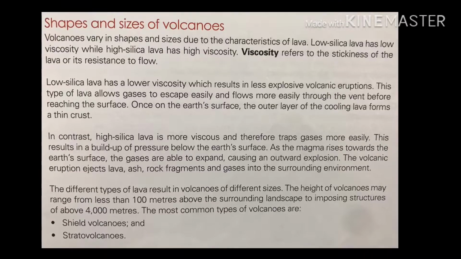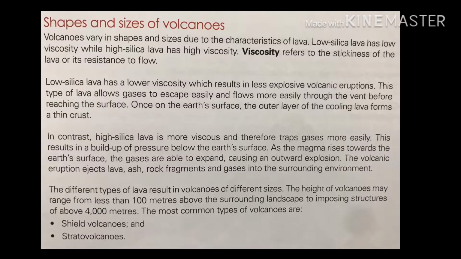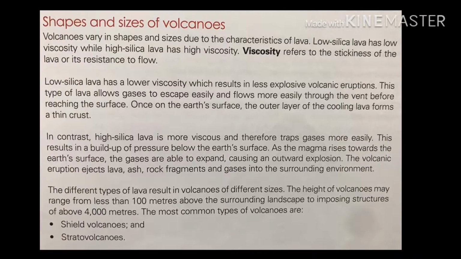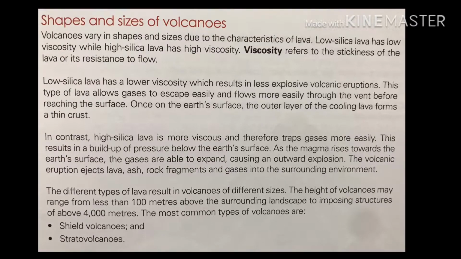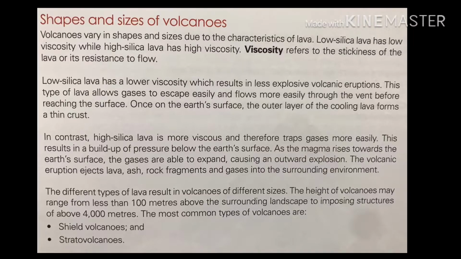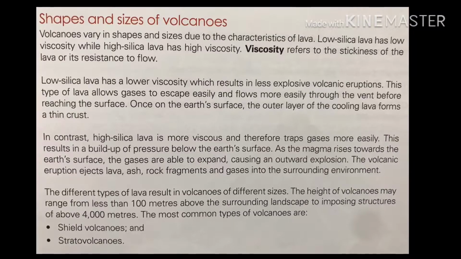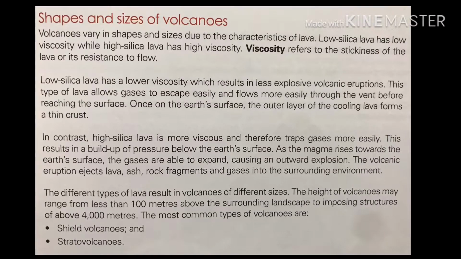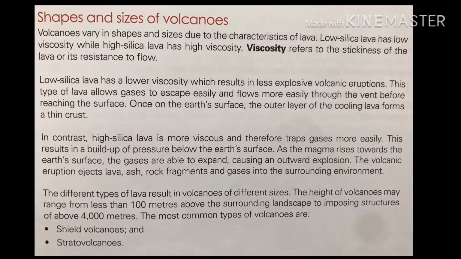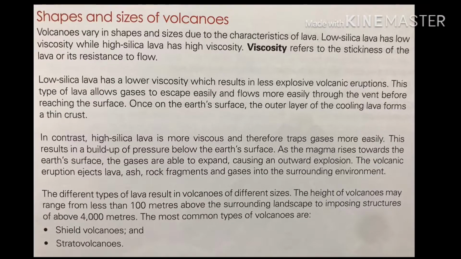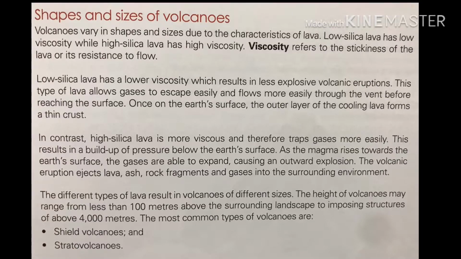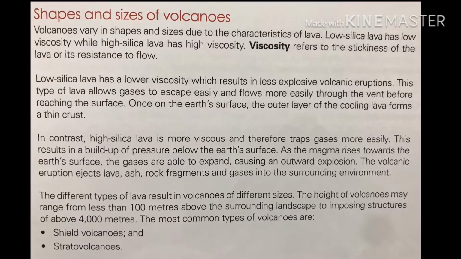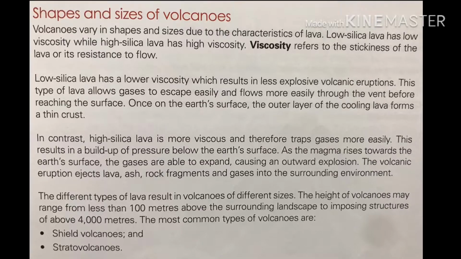So the factor that affects the viscosity is the level of silica within the magma itself. If you have a low silica type of lava, it is basic lava and low in viscosity. If you have a high amount of silica content within the lava, you will have acid lava, which is high in viscosity, so it will layer up and as a result form stratovolcanoes. So you have basic lava forming shield volcanoes and acid lava forming stratovolcanoes.